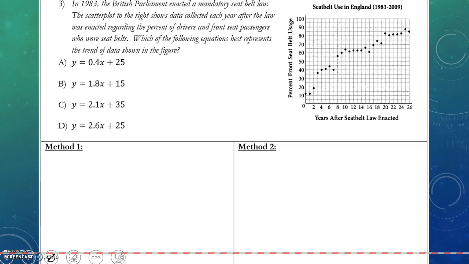Our last one, in 1983, the British Parliament enacted a mandatory seatbelt law. The scatter plot shows data collected each year after the law was enacted. Which of the following equations best represents the trend of data shown in the figure? So there's 2 methods, depending which one you find quicker. So the first one is to actually figure out the equation the best that you can. So the first thing you want to do is find the y-intercept.